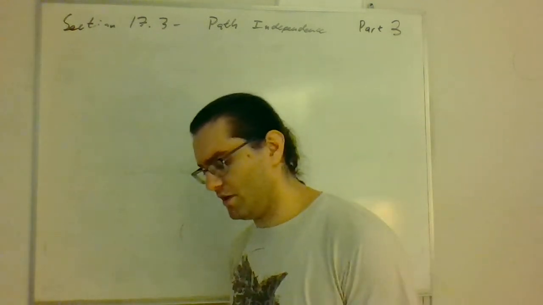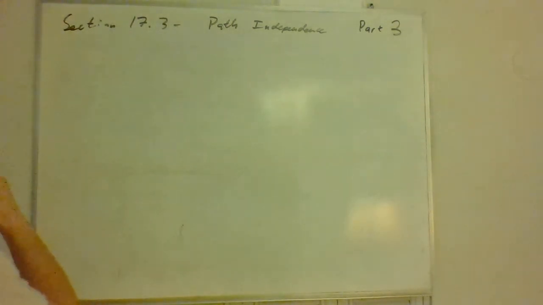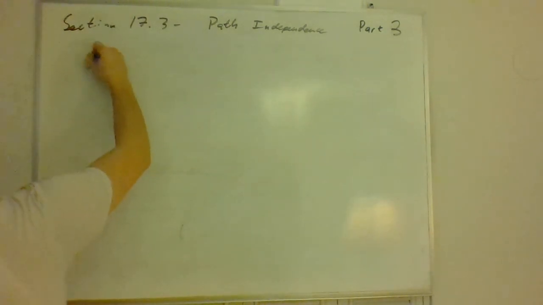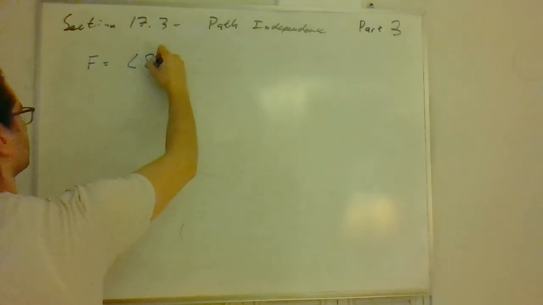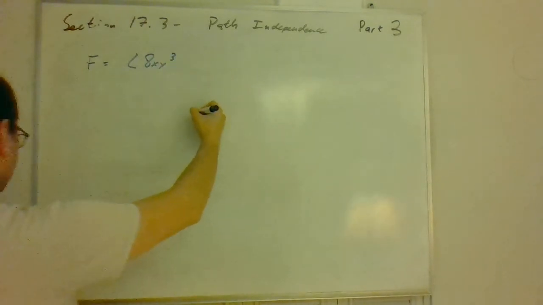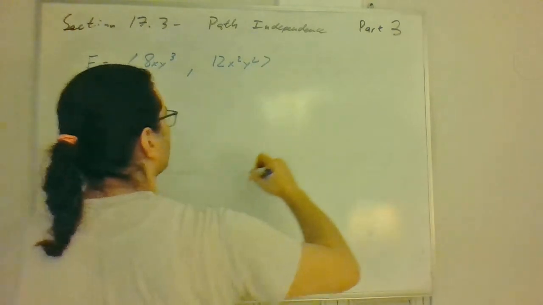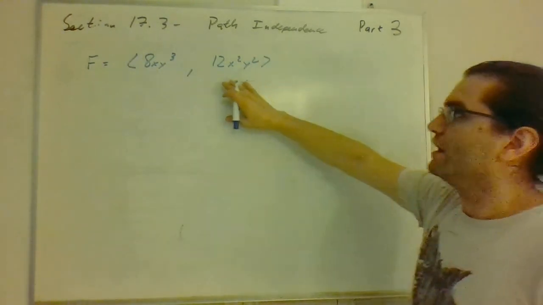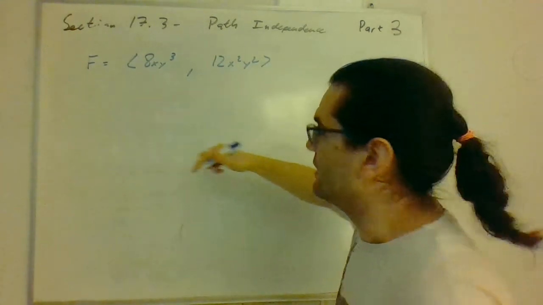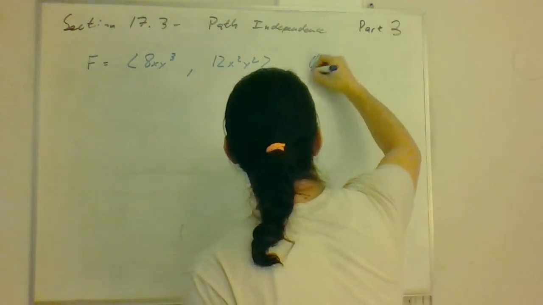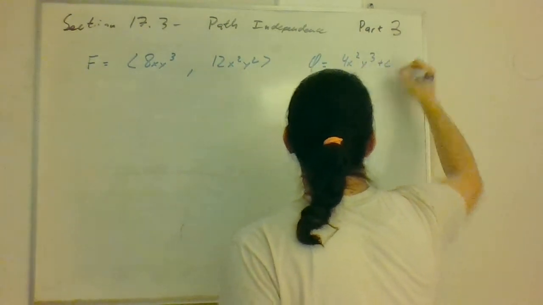So I wanna retreat to some of the other things we did. Let's just start with the one that we just did in section 2. We had the vector field was 8x y cubed, 12x squared y squared. Okay. In the last video, we looked at this vector field. We determined that it was path independent, and then we further determined that the potential function for it was 4x squared y cubed, possibly plus c.